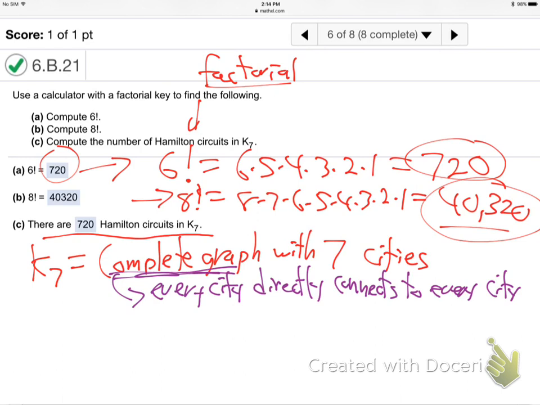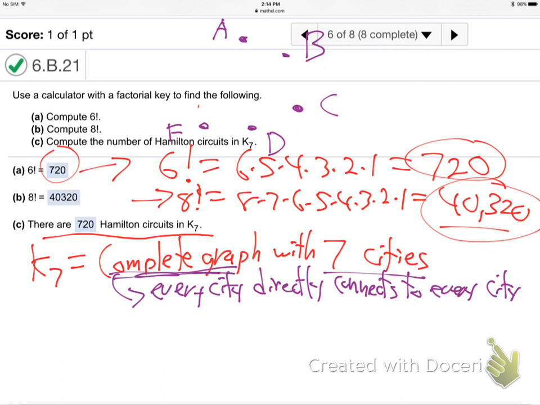So if you have a complete graph with 7 cities, see if I can come up here and draw it up here. If you've got city A, and city B, and city C, and city D, it's a 4. City E, 5. City F, 6. And city G, 7. So that's 7 different cities. A, B, C, D, E, F, G, right? 1, 2, 3, 4, 5, 6, 7. Yeah, 7 different cities. How many different total connections are there going to be?